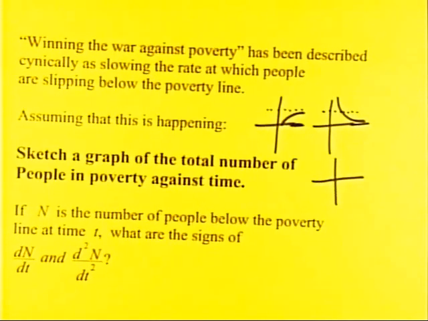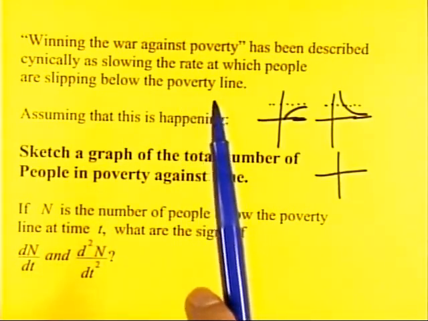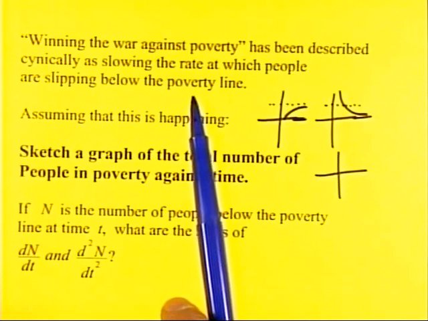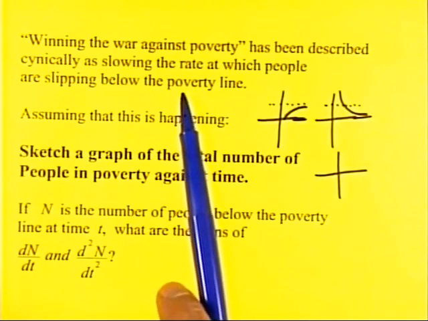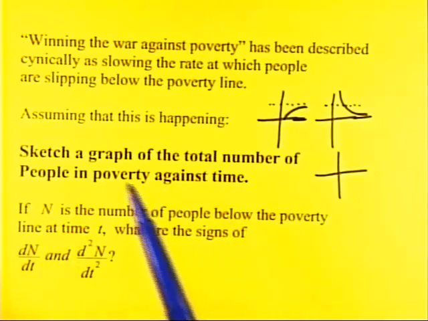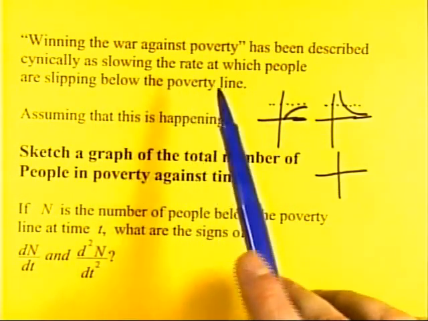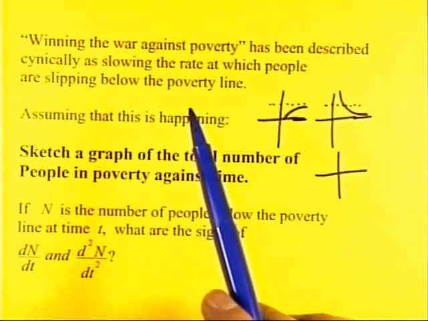Well, let's think about this. So what's happening? More people. Next problem. You don't want to do this problem? Nobody gets it? Well, wait, hold on. Give me a second here. I'm going to try to explain it. Slowing the rate at which people are slipping below the poverty line.